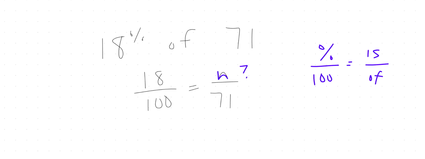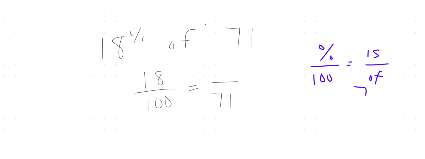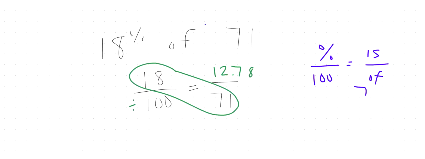Or if we were in third grade, I would just give you a box, right? That's cuter, so I like doing that one. So of 71, 71 is the of number. It goes on the bottom of this fraction. All right, and then how do I solve this? 18 times 71 divided by 100 is 12.78.